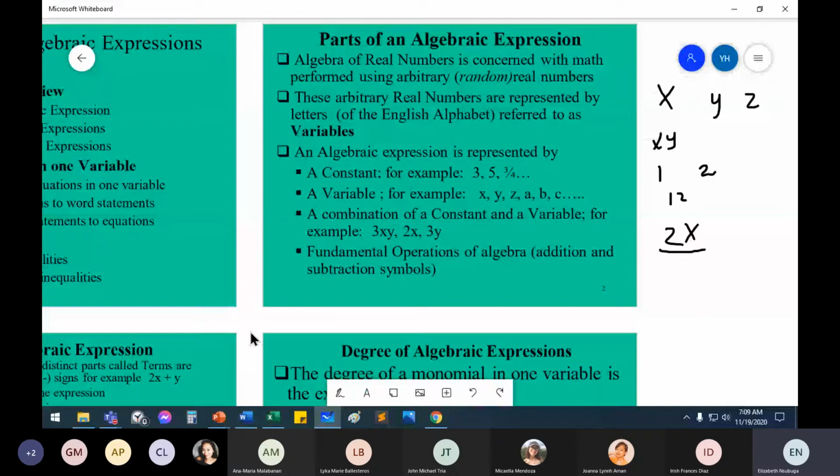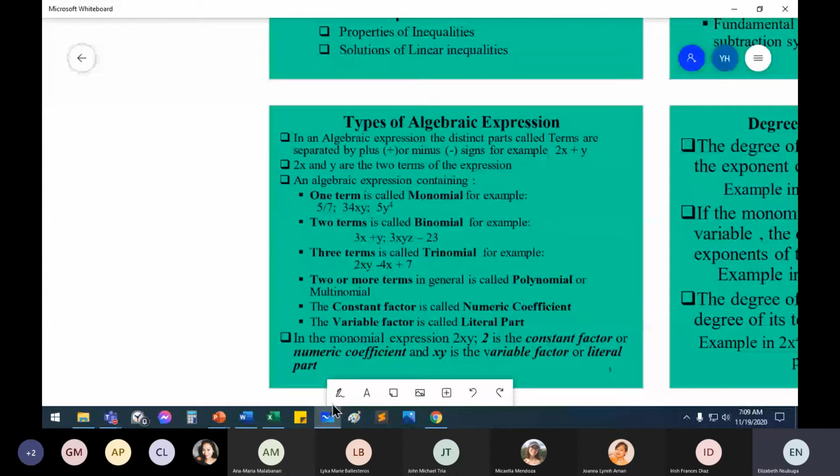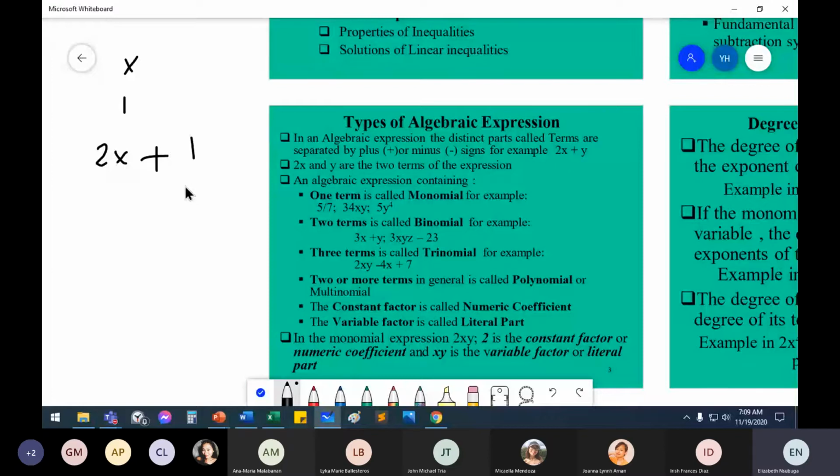Okay, so now you've seen, I've already expressed that a variable could be just a letter, or it could be a number, but it can also be in the form of an equation, which we are going to be looking at. For instance, if I had 2x plus 1, is that an algebraic expression? Yes, but in this case, we have two algebraic expressions in one equation.